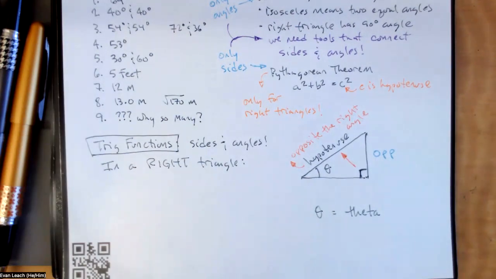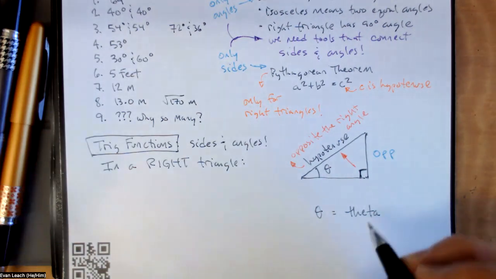Some of you might know this one already. What is the other side going to be called? Adjacent. And how am I going to abbreviate it? It's like you've seen this show before.